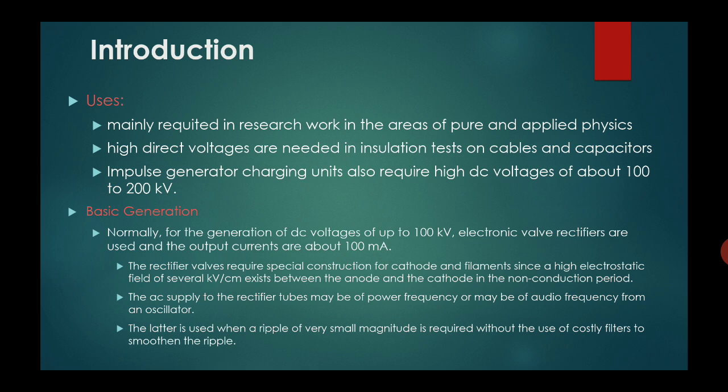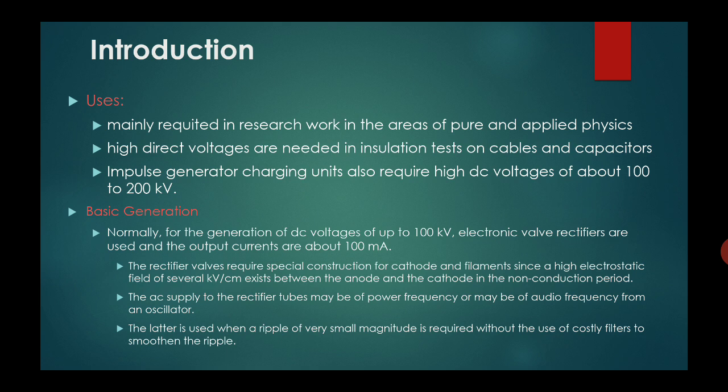Now we'll talk about the basic generation. Normally, for the generation of DC voltages up to 100 kV, electronic valve rectifiers are used and the output currents are about 100 milliamperes. So up to 100 kV, electronic valve rectifiers are used. I think we have the knowledge of how rectifiers work. So here electronic valve rectifiers can be used for up to a voltage of 100 kV.